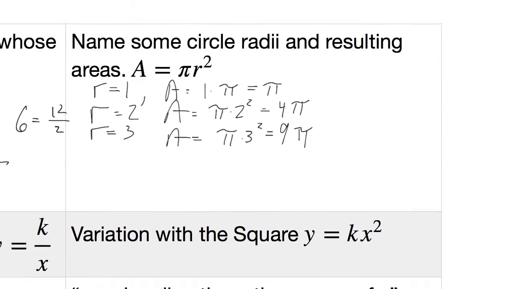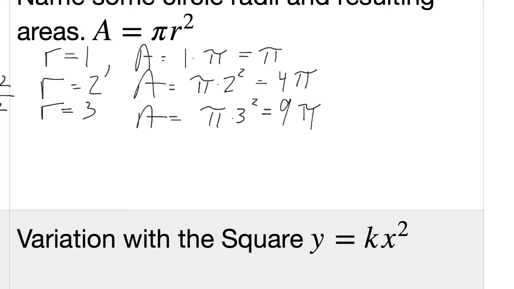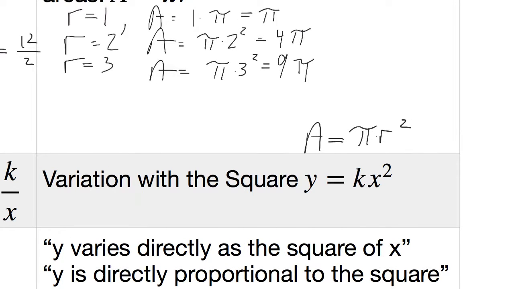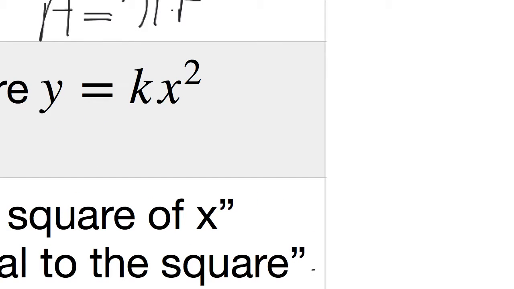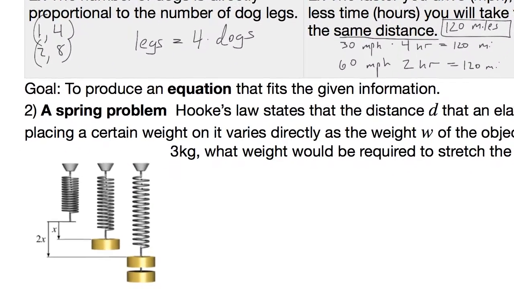So you can see it's not direct variation, it's variation with the square. Y, the area in this case, is going to equal some constant times your input variable squared. The thing that doesn't change is the constant pi. You say that y varies directly as the square of x, or you could also hear people say y is directly proportional to the square of x. And I already showed you the circles.